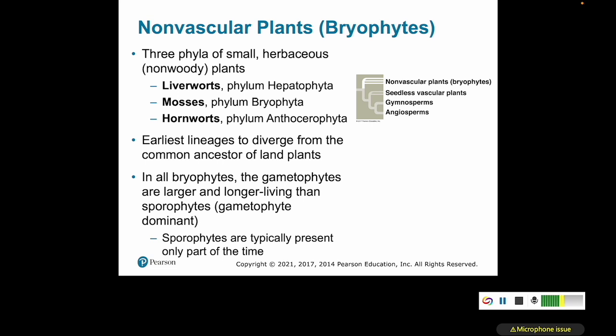The non-vascular plants were the earliest lineages to diverge from the common ancestor of land plants. And in all bryophytes, the gametophytes are larger and longer living than sporophytes. So we call them gametophyte dominant. Sporophytes are only going to be present part of the time.